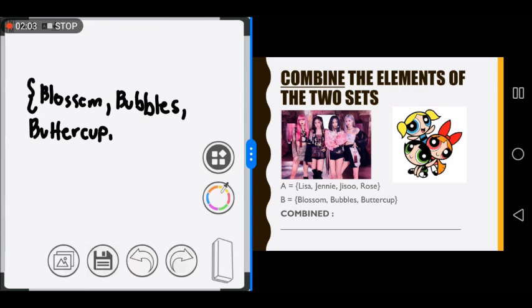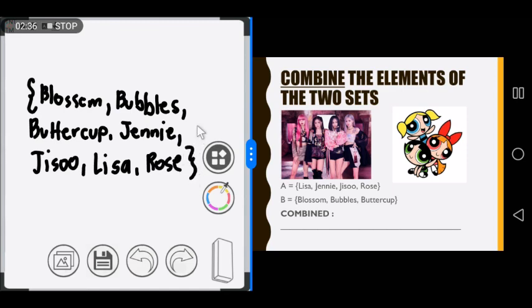Then, from the set A, ang pinakamauuna, JKL o J muna. Sino mauna? Si Jenny or si Jisoo? Eh, di si Jenny. Sulat natin si Jenny. Then, sunod si Jisoo. Then, we have JKL, Lisa. Then, last I see Rose. Okay, then close braces po tayo. So, these are the combined elements.